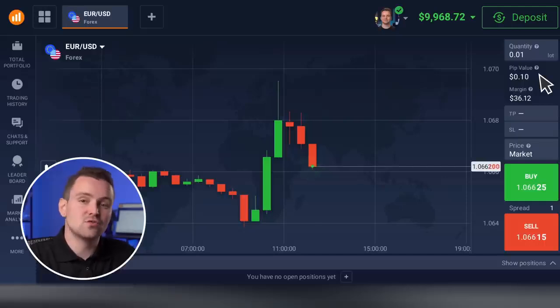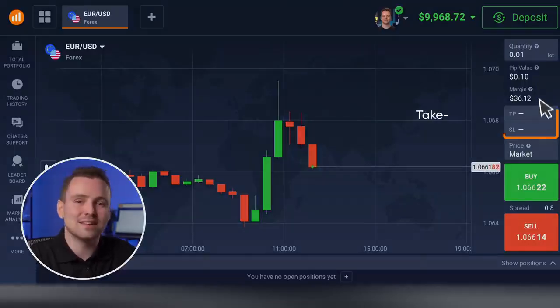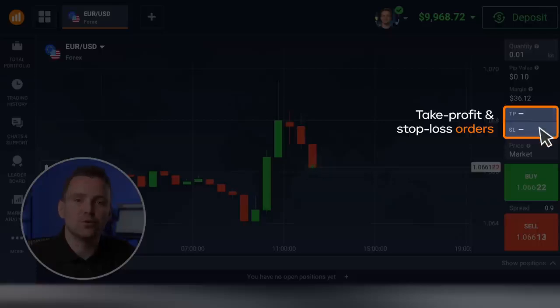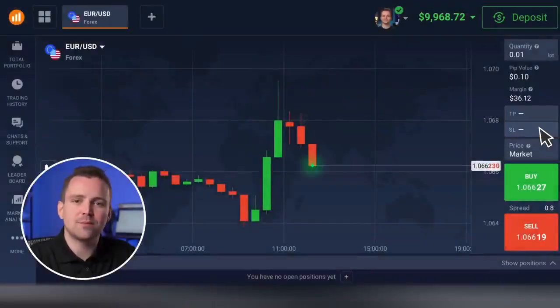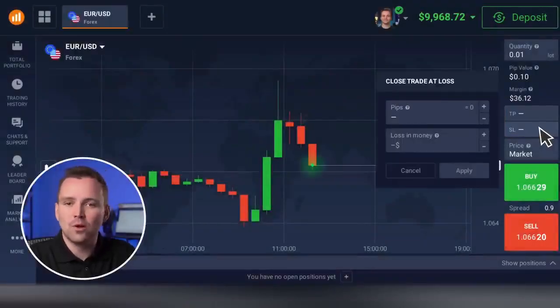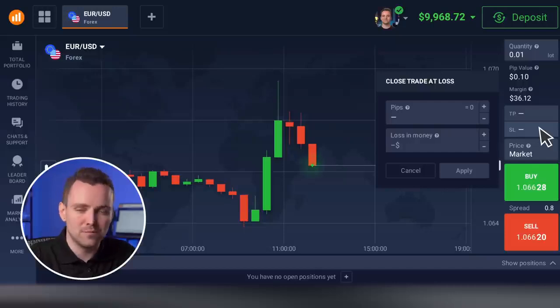To better manage the risk of your trade, you can activate stop loss and take profit orders before opening a position. You can also do it during trading if you need to adjust your position parameters on the go. Stop loss and take profit orders may be set in pips or in an amount of money.